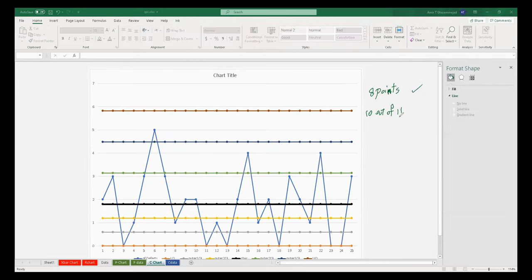Ten out of 11 on one side. Where do you see that? Oh, it's not. Sorry, no, that is not happening. Twelve out of 14 on one side. Is it happening? Oh, no. What is next?